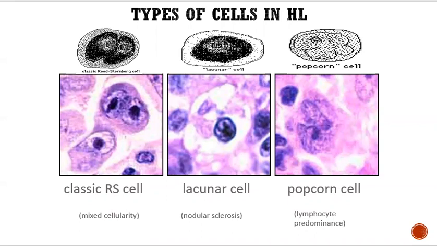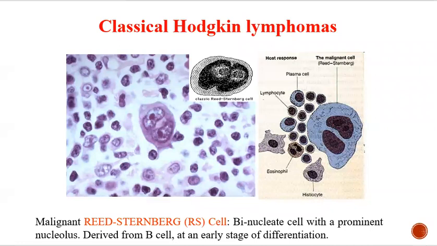In this slide, you can see classical Reed-Sternberg cells, lacunar cells, which usually present in case of the nodular sclerosis type, and popcorn cells, which usually represent the lymphocyte predominant type. Diagnostic Reed-Sternberg cells, which are present in classical Hodgkin lymphomas, are large cells, more than 50 micrometers in diameter, with abundant weakly acidophilic or amphophilic cytoplasm, which may appear homogeneous or granular and lacks a pale zone in the Golgi area.